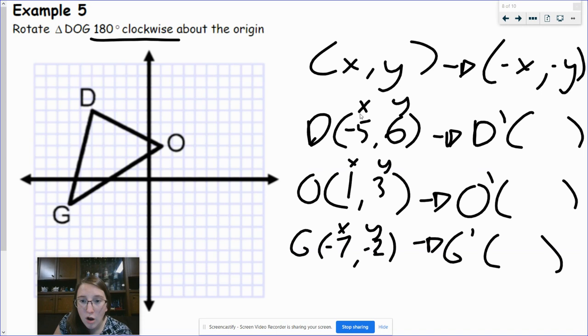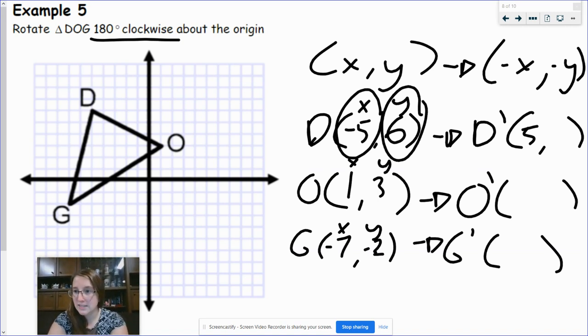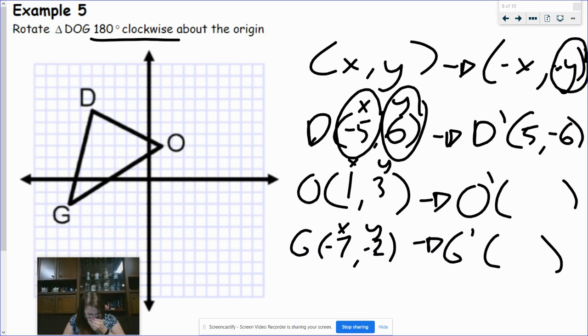So originally I had a negative 5. Now I'm going to make that a negative X. So again, my X was a negative 5. My new X is going to be a negative 5, which is a positive. My old position here used to be 6, and now it's telling me to make it a negative. So my new one is a negative 6. Excuse me. That's my first point. There's my first answer.